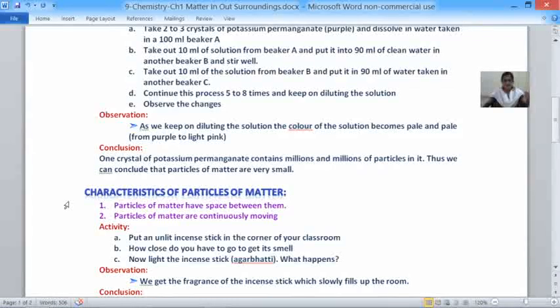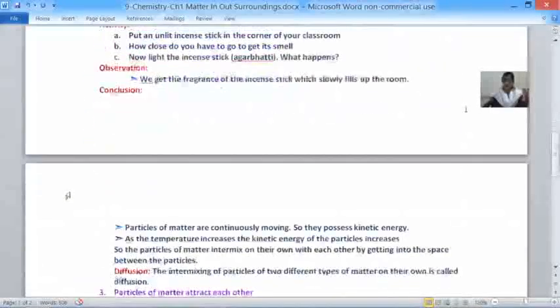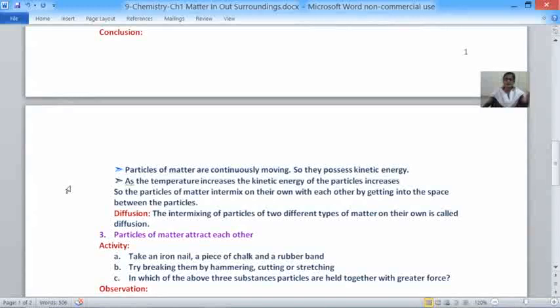We get the fragrance of the incense stick which will slowly fill up the room. That is your observation. Now, why is it happening? What is the reason for that? The particles of matter are continuously moving. For example, the fumes that are coming out from the incense stick are continuously moving, and as they move, they possess kinetic energy. So any moving particle possesses an energy, and that energy is known as kinetic energy.